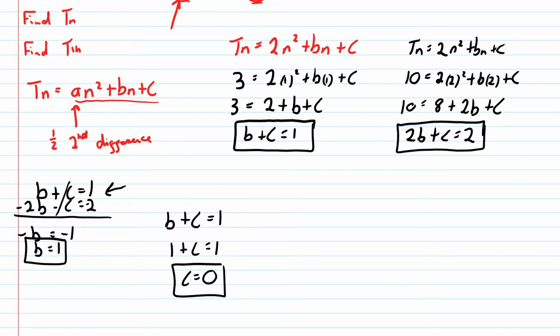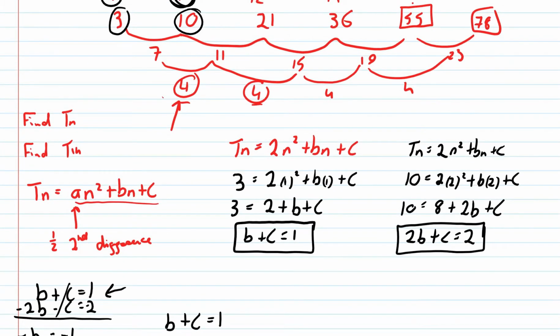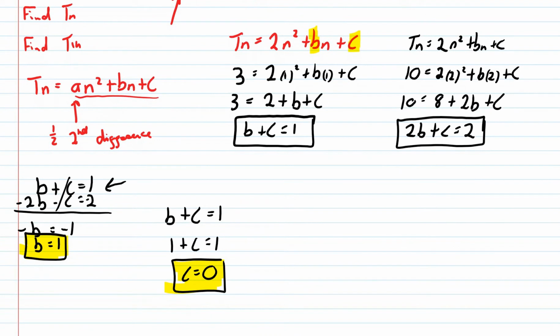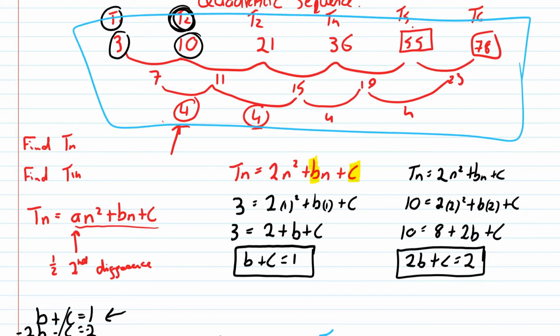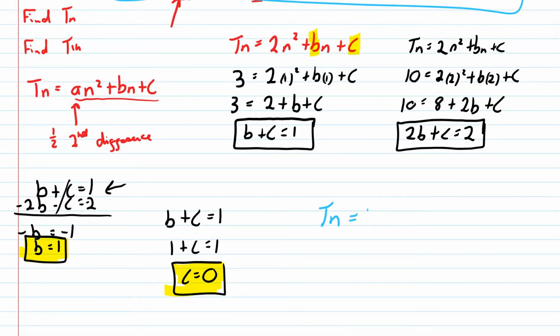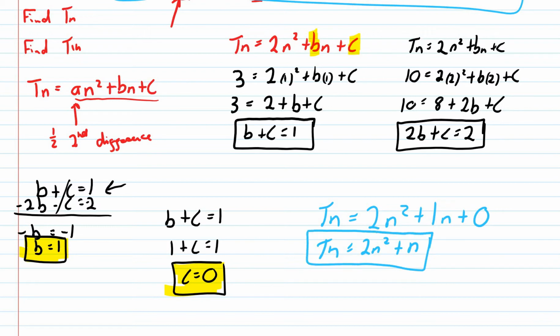Okay, now I've found my b, and I've found my c. Let's have a look back here. There's my b, and there's my c, so I put it back in. Tn for this sequence equals 2n squared plus, now what's b? 1. So 1n plus c, which is 0. Let me tidy that up. Tn equals 2n squared plus n. And that's exactly the Tn.